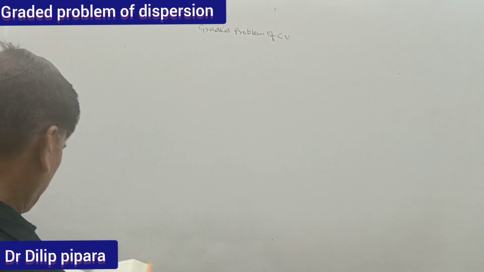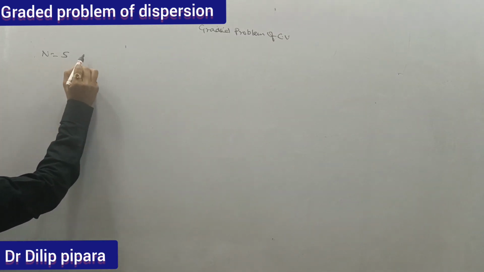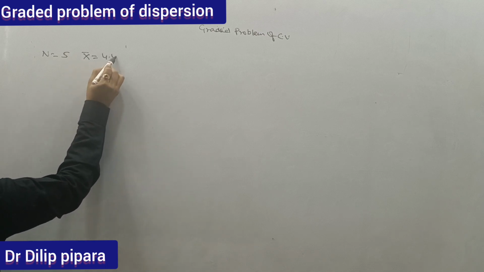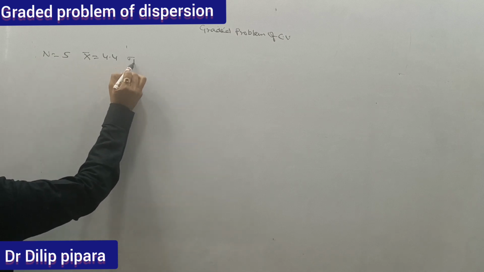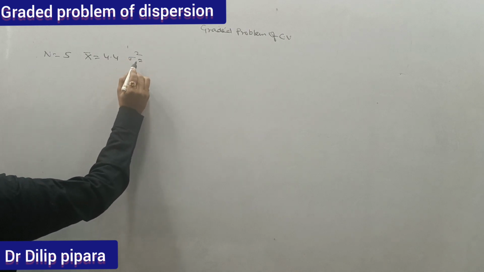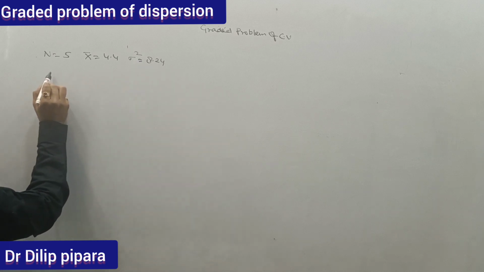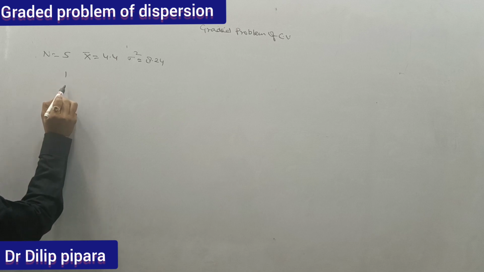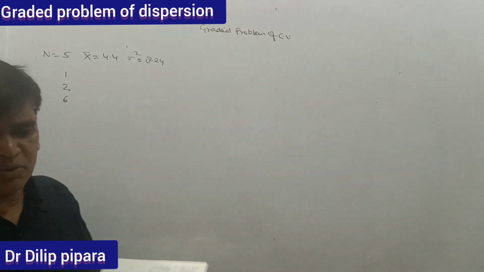One is for 5 numbers. The value of the arithmetic mean is given as 4.4 and the value of the variance is given as 8.24. Among the 5, 3 values are 1, 2 and 6. Then calculate the other 2 values.